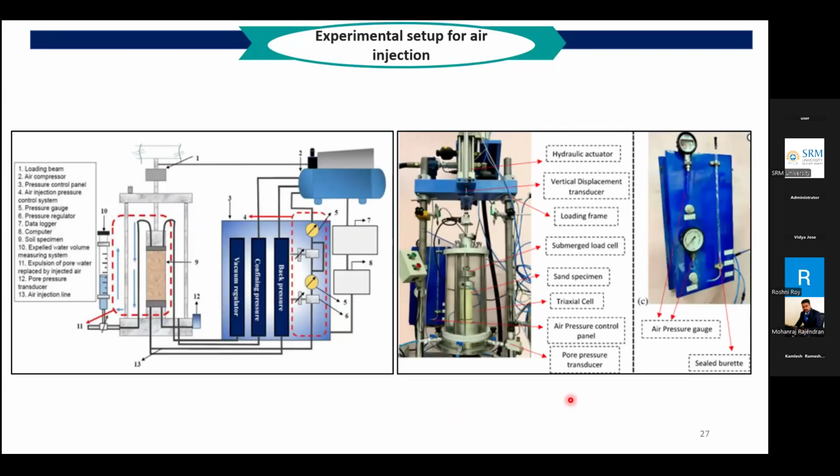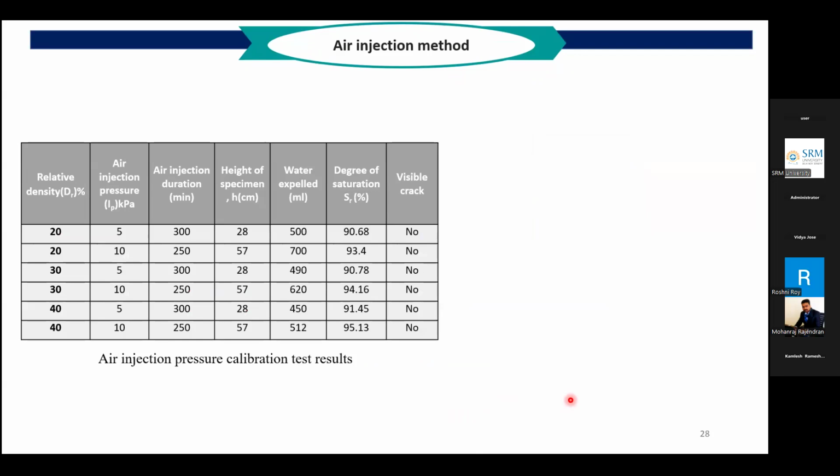So the next method we have selected is direct air injection. With the same modification we made to the cyclic triaxial apparatus, we are able to inject air into the sample, and the expelled water is measured. Through the measured water, the degree of saturation is calculated. That is the concept. So we did a sample exercise maintained with relative densities of 20, 30, 40. And this is the air injection pressure. It's a controlled air injection pressure, 5 kPa to 10 kPa, used for different durations.